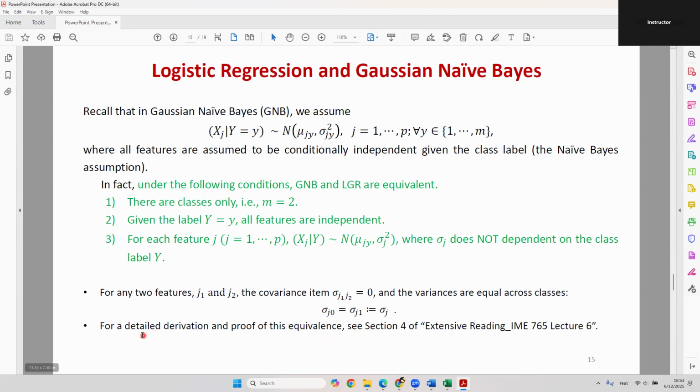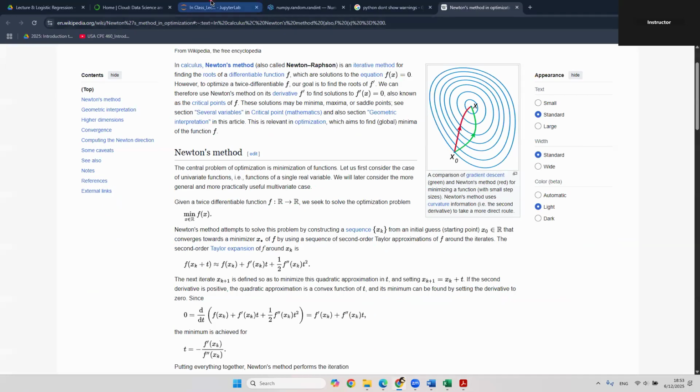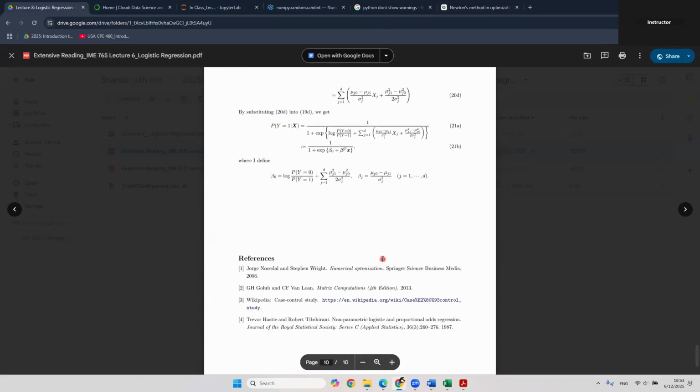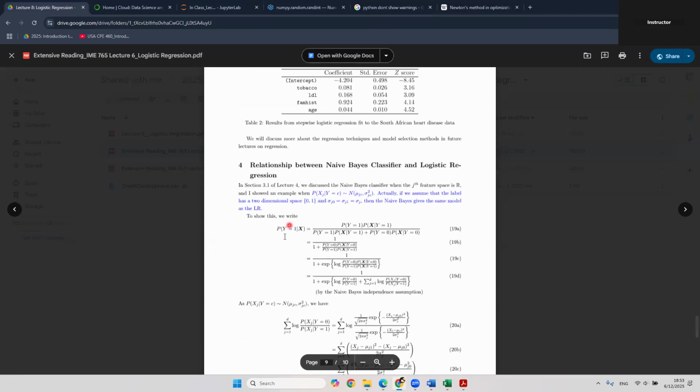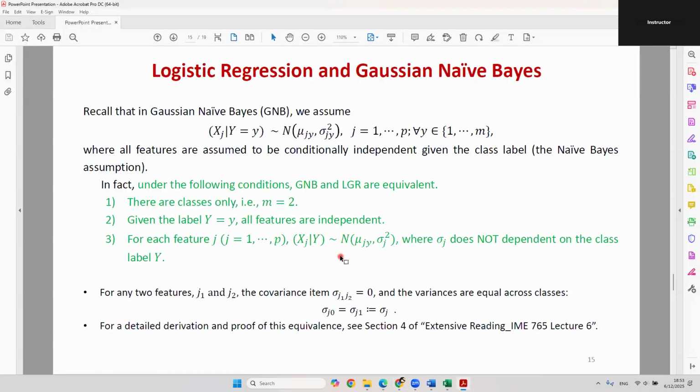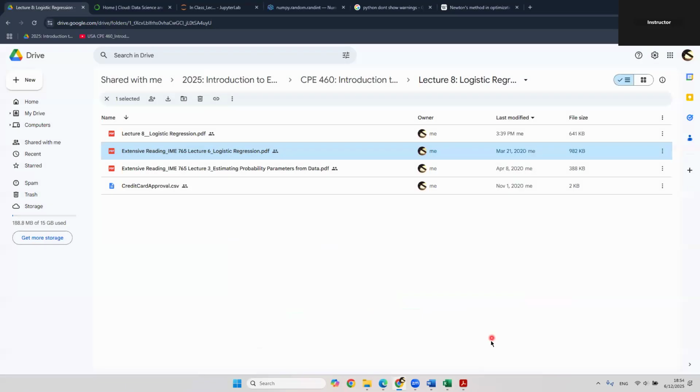Again, the derivation and the proof is in lecture 6. If you're interested, I believe it's the last one here. There are some steps if you're interested. But the meaning is that as long as two features are independent, the covariance is going to be 0. And also the variance is going to be equal across all classes. And hence we have this. This is the fundamental idea of the proof here.